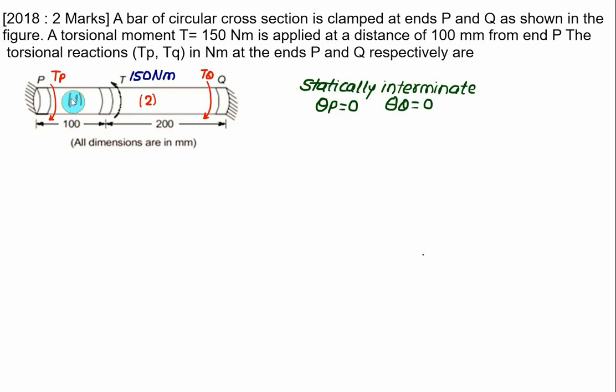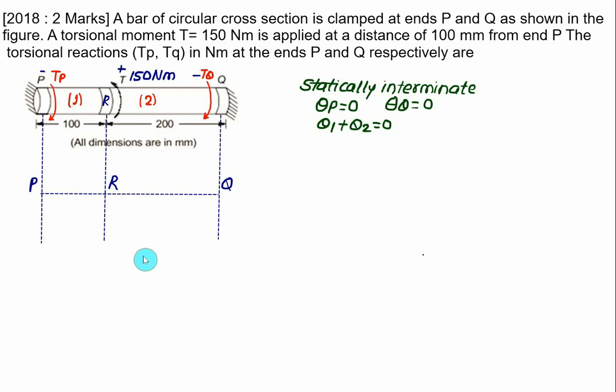In shaft 1 plus shaft 2, the total twist theta 1 plus theta 2 must equal 0. This is called the compatibility equation. This value of the torque we take as positive and the other two as negative. And remember, the sum of Tp plus Tq together is equal to 150. So we'll draw the torque diagram and develop the relation between T1 and T2.